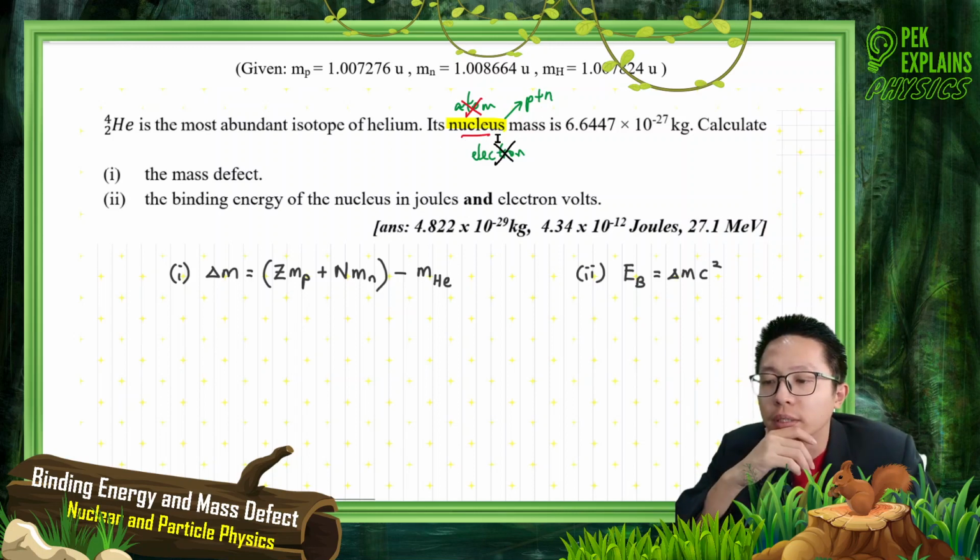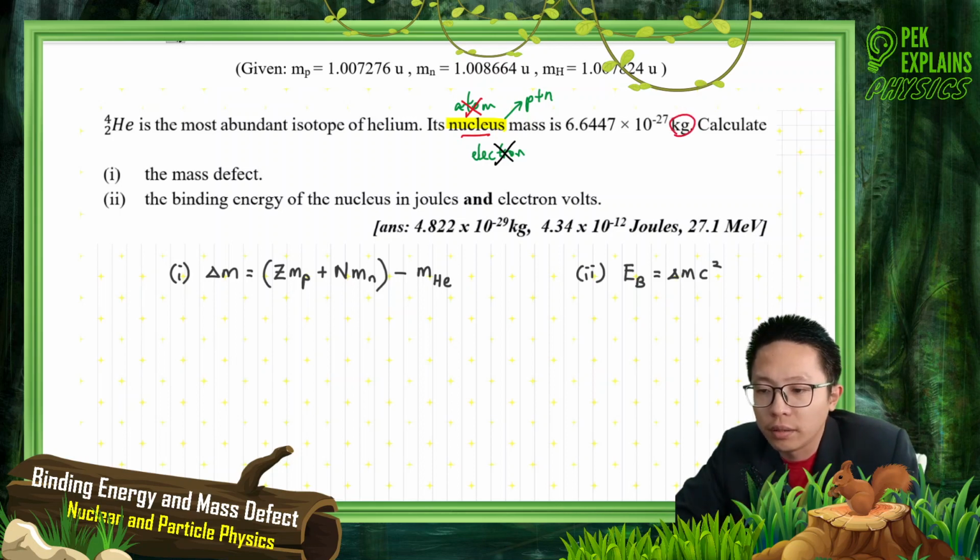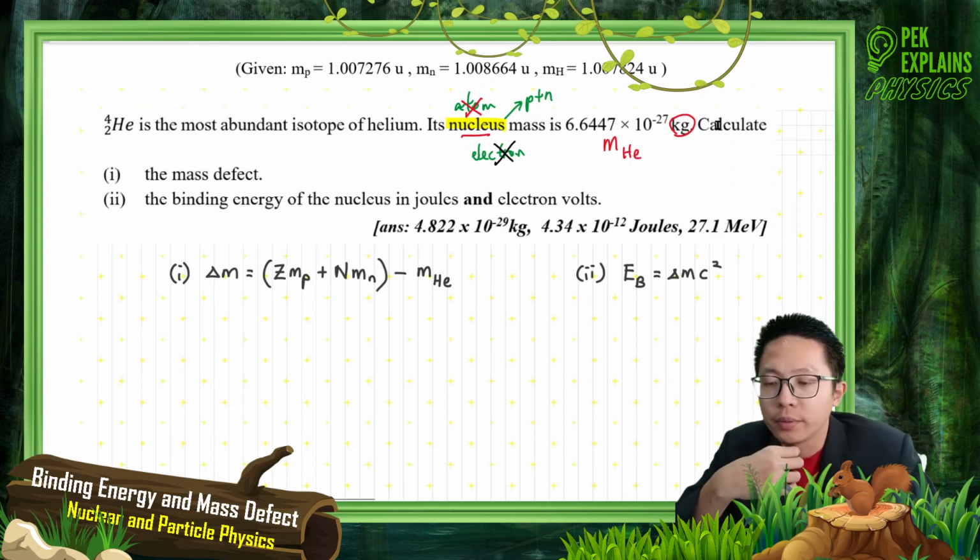So the nucleus mass is this one in kilogram, the SI unit. This is called the mass of the helium nucleus. Calculate the mass defect. To find the mass defect, first of all you must know how many protons and how many neutrons. Let us write it down first.